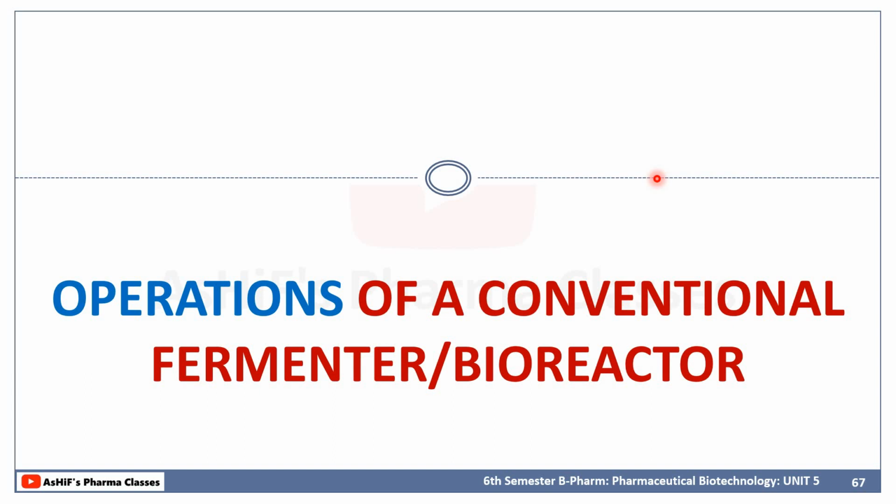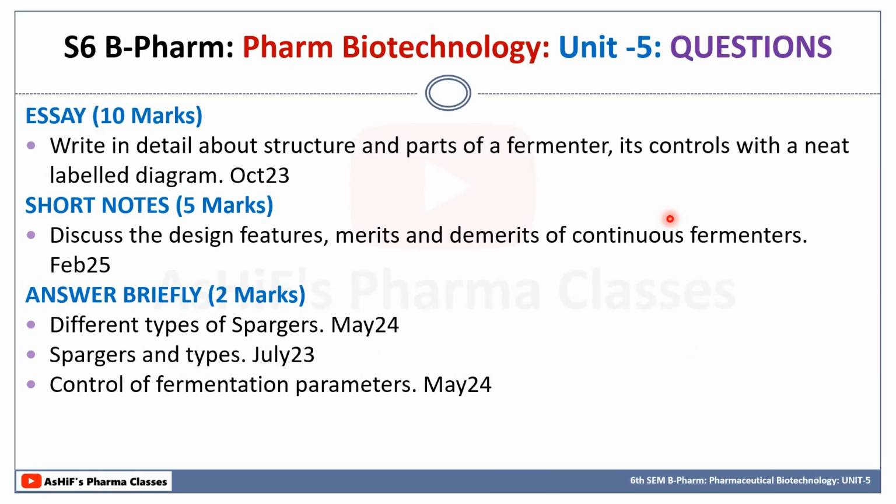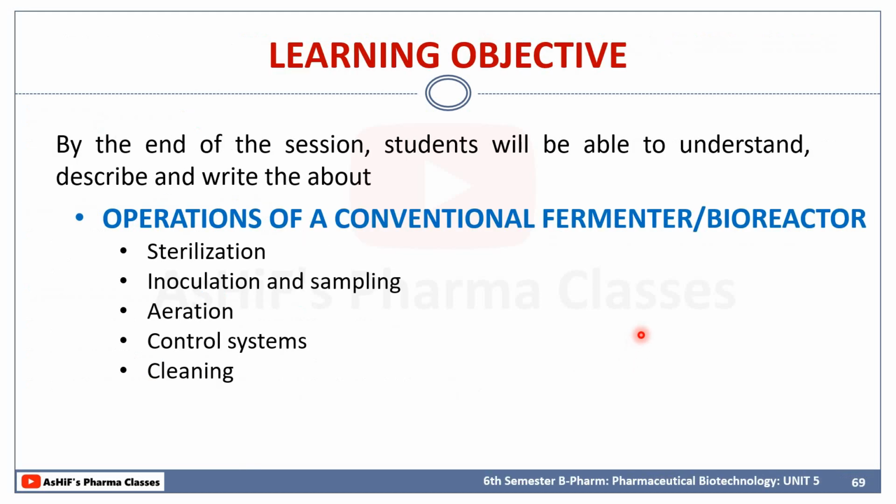Now coming to the operations of a conventional fermenter. It is very important to know its structural arrangement and also how it operates. So what are the different operations which have to be carried out? This is also a frequently asked question, like control. You can see the detailed structure and parts of fermenter and its control. And also there are some questions like control of fermentation parameters. So let's see what are the different control parameters here.